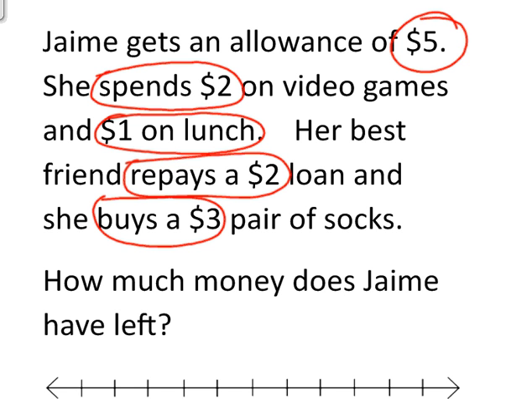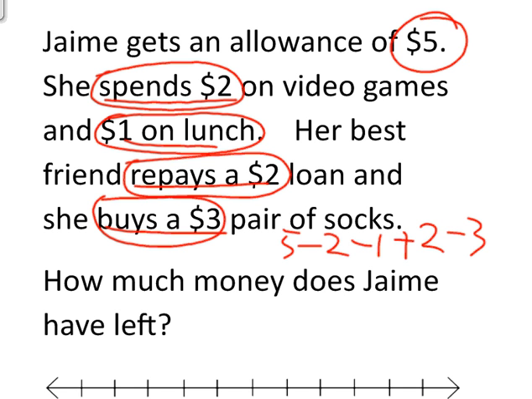So I think if we write this out, we can say she started out with 5. By spending 2, you got to subtract the 2. By spending 1 for lunch, you got to subtract 1. Then she gets a repayment of 2, so that would be plus 2. And finally, she buys, so that means it costs her money. She's got to pay the $3.